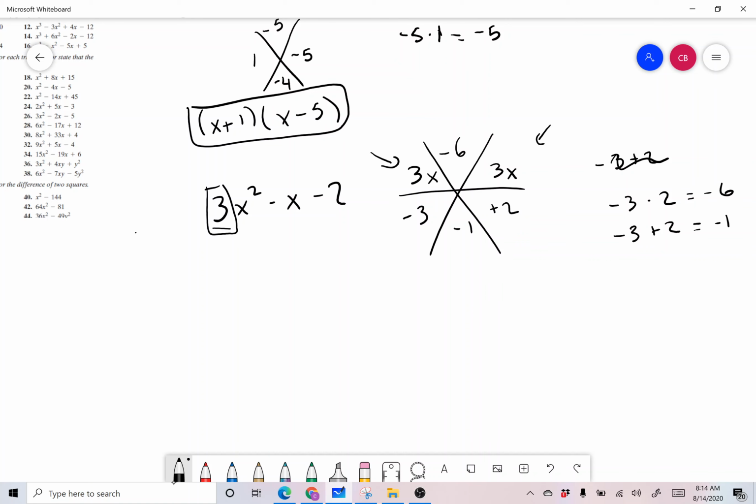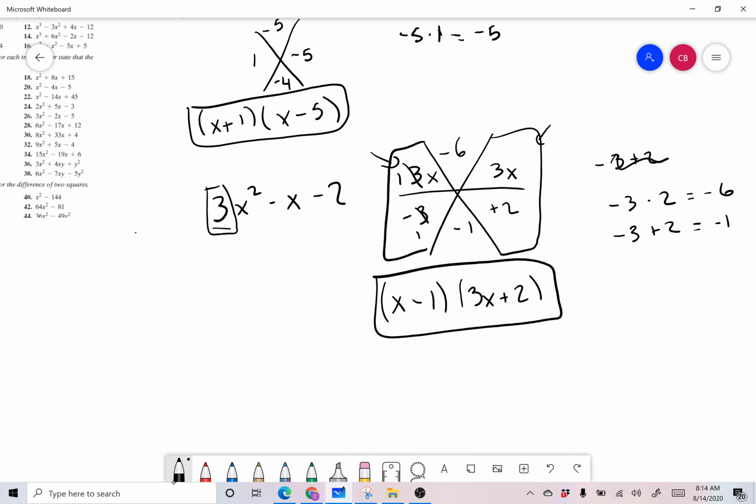Okay, that's better. Now we look at these two things, and we're going to simplify them like fractions. So what I mean is this is a 3 and this is a 3. That's a 1 and a 1. And then this one, 3 and a 2 do not simplify. So this is going to be 1x minus 1 and 3x plus 2. And that is your factored version.